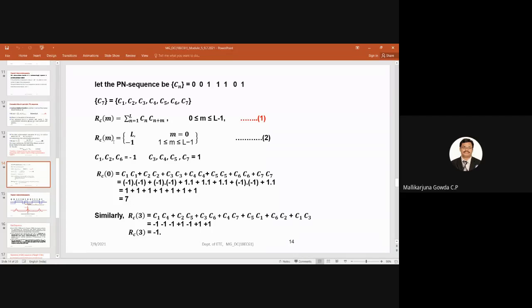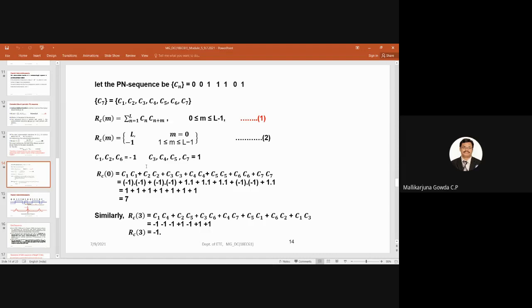Hence, when m is 0, this autocorrelation value is equal to the length of the sequence. That is why I wrote RC of m is equal to L. Yes, my dear students, is this clear with this example? RC of m is equal to L I am getting, right? Where L is the sequence length, which is 7. Yes, is this point clear?